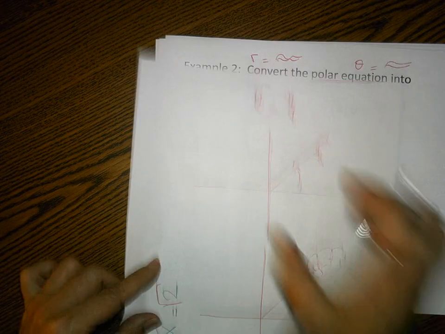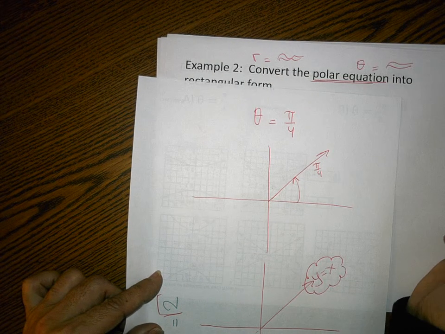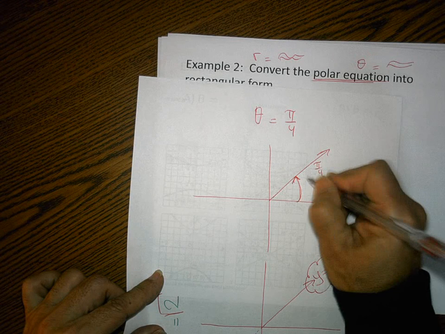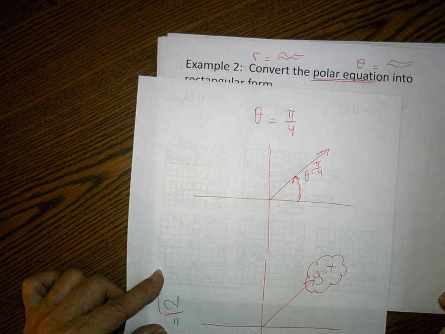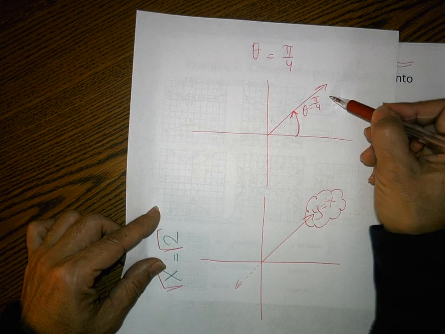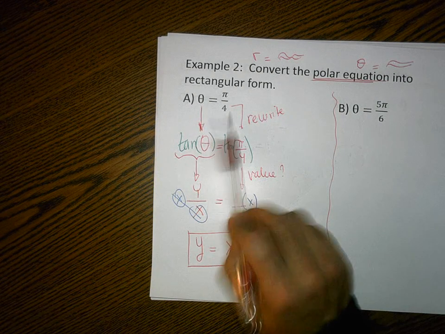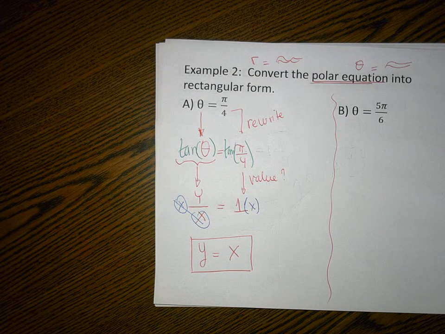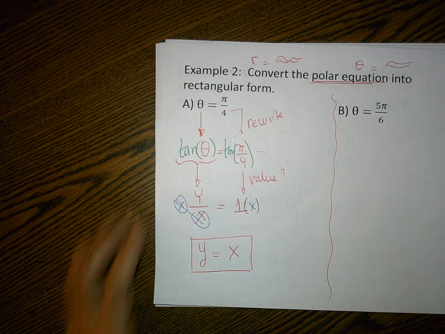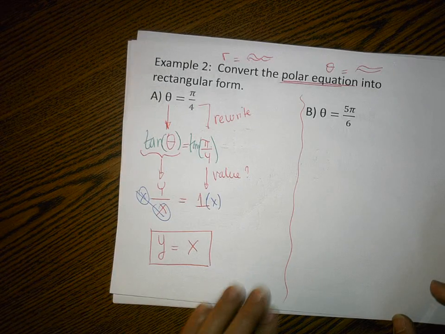This is the polar representation with the angle attached to it, theta equals pi over 4. So that is the polar, that's the rectangular. That's what we did here. We switched it from polar to rectangular. Isn't math beautiful? All right, let's go ahead and switch it again.